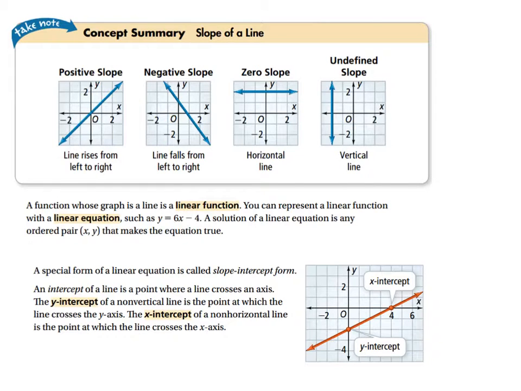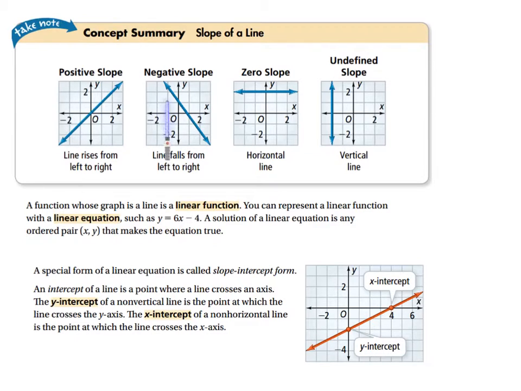If we're looking at a function whose graph is a line, that is a linear function. You can represent a linear function with a linear equation. They give the example y equals 6x minus 4. A solution of a linear equation is any ordered pair, x and y, that makes the equation true. And really when we're graphing a line, all we're doing is showing all of the ordered pairs that solve that equation.